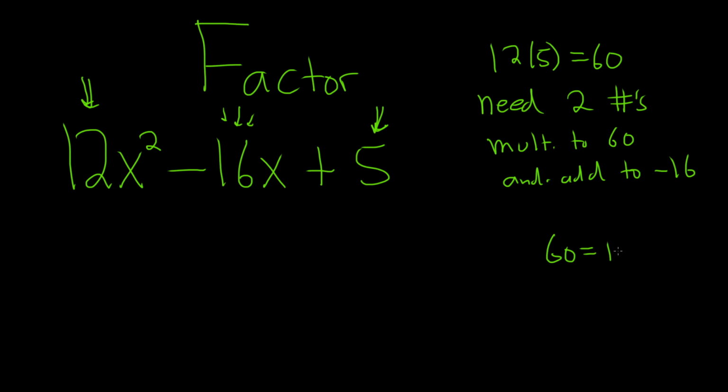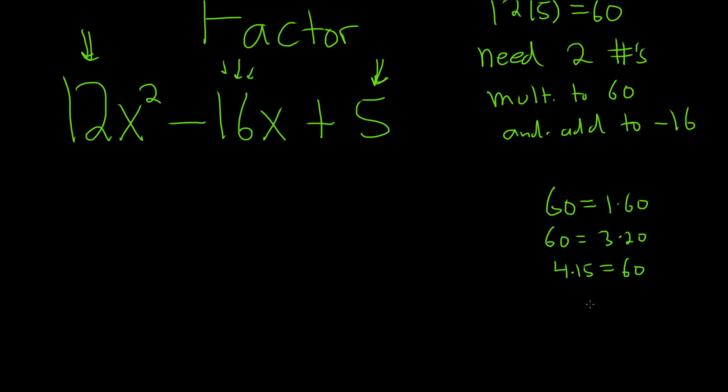So 60 is 1 times 60. That's not going to work. There's no way 1 and 60 are going to give us a negative 16. 60 is 3 times 20. Again, that's not going to work. How about 4 times 5? So 4 times 5 is also 60, and there's no way that's going to give us negative 16. What else multiplies to 60? Oh, 6 and 10. So 60 is 6 times 10. Oh, that's going to work. Good stuff. And they both have to be negative because they add to negative 16.